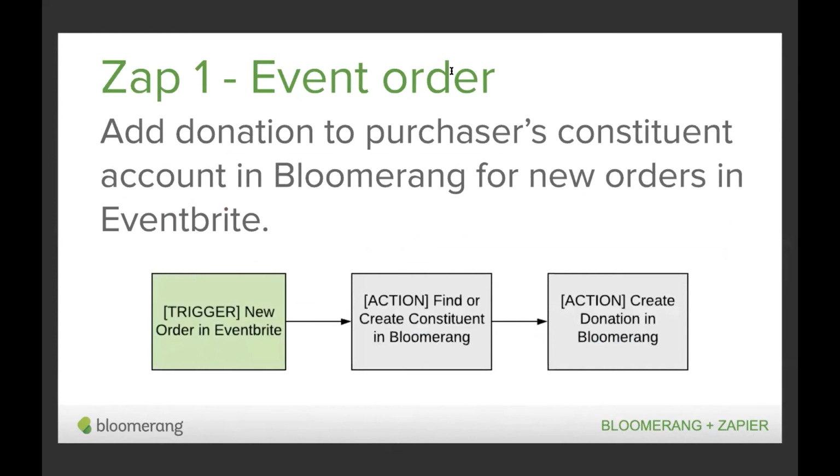So Zapier-enabled integration with Eventbrite generally includes 3 Zaps, each handled in real time based on a new entry or an event in Eventbrite. So the first Zap is to log the event order in Bloomerang. When an order is logged in Eventbrite, we want to find or create the constituent who is the purchaser in Bloomerang, and then create a donation on the purchaser's timeline for the Eventbrite order.